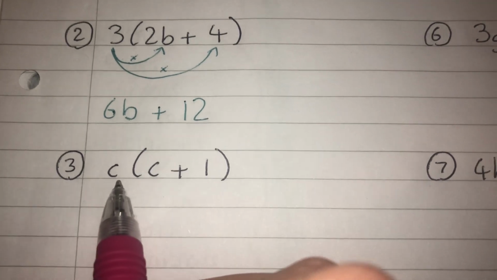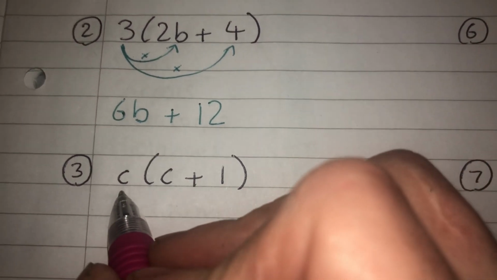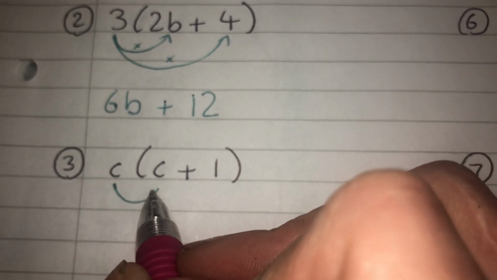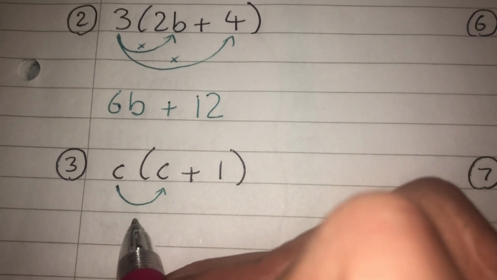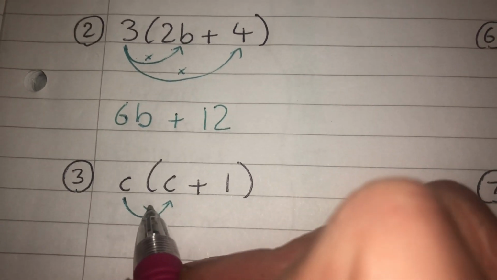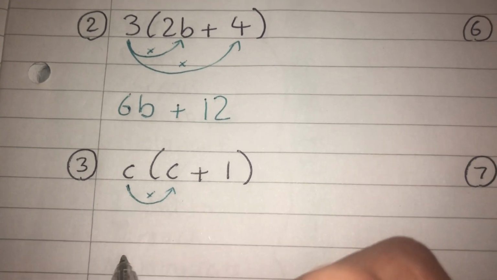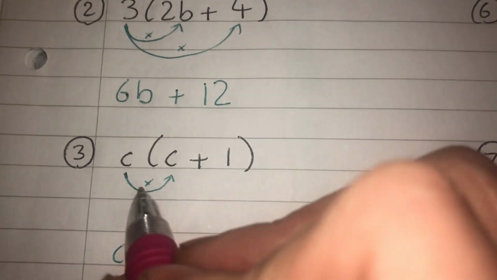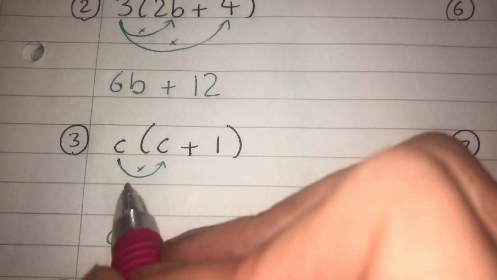Moving on, where we have a letter on the outside of the bracket rather than a number, the rule is exactly the same. So I'm going to multiply the c and the 1 that's inside the bracket by the c on the outside, starting with the c times c. So c times c, if we remember our rules of indices, c times c simplifies to c squared. Okay? And that's important. It's not the same as 2c, and again it's explained in the previous video.